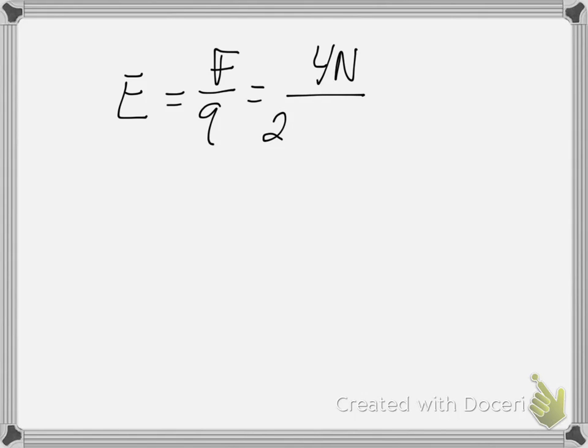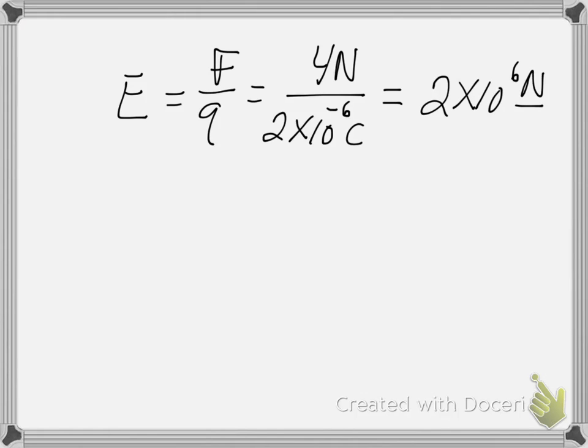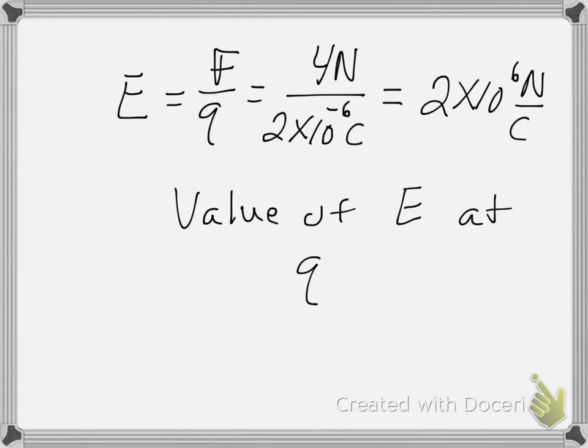E equals F over Q, and F was 4 newtons, and Q was 2 times 10 to the negative 6 coulombs, and this gives us 2 times 10 to the 6th newtons per coulomb. So that is the value of the electric field at the charge that we were interested in. That's the value of E at Q.